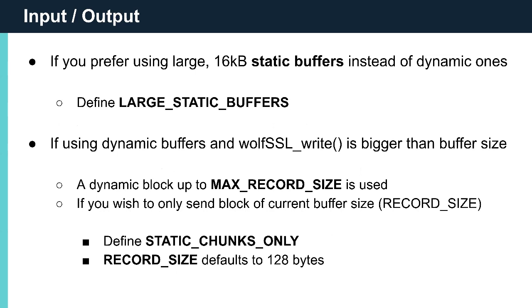If you prefer instead to use a large 16 kilobyte static buffer instead of growing and shrinking dynamic ones, you can define large static buffers when compiling our library. If you're using dynamic buffers and wolfSSL write is bigger than the buffer size, essentially a dynamic block will be used up to max record size. If you do really only want to send a block of the current buffer size, which is record size, you can define static chunks only, and then the record size defaults to 128 bytes, which will be sent.